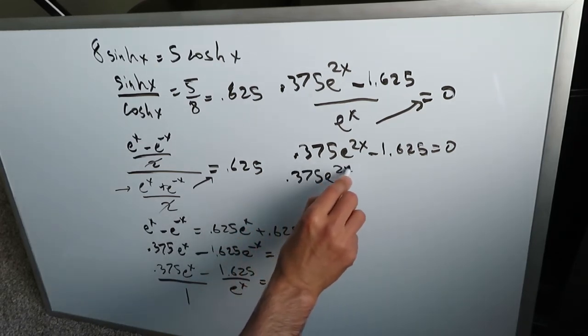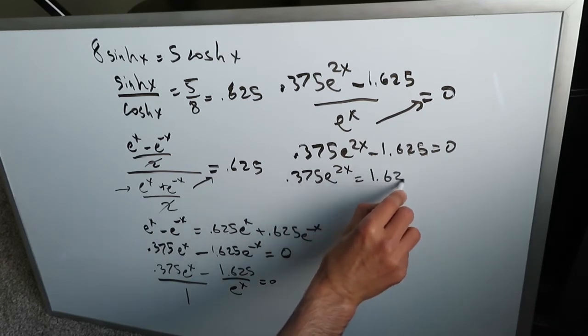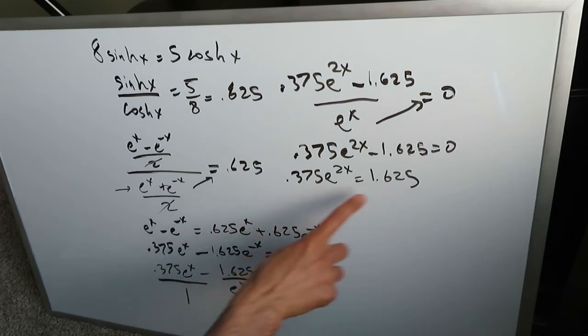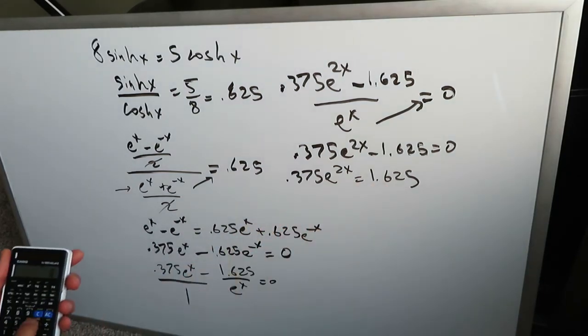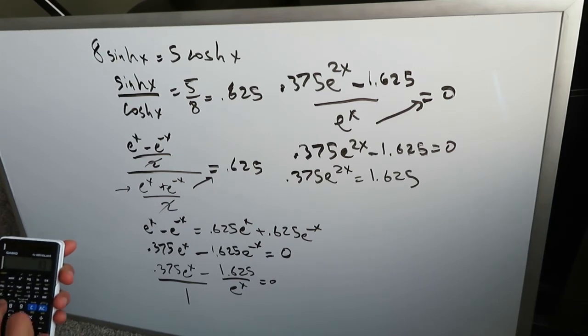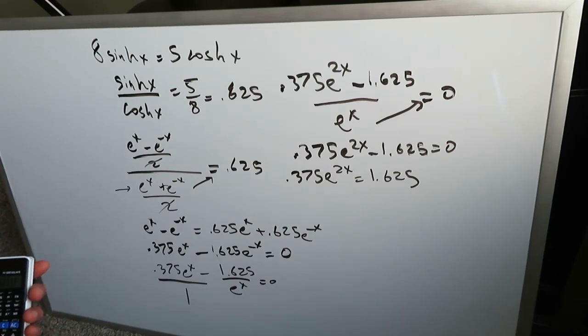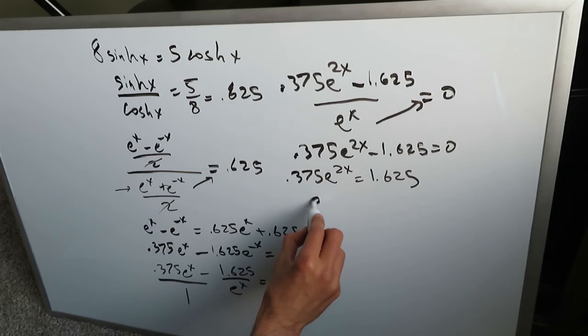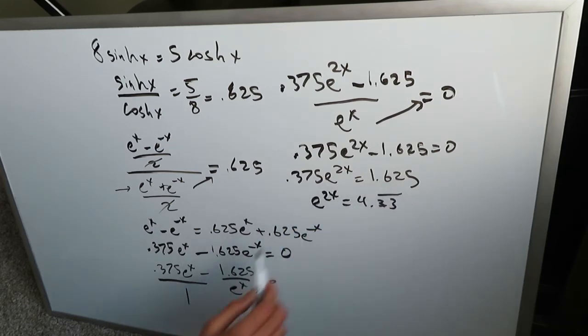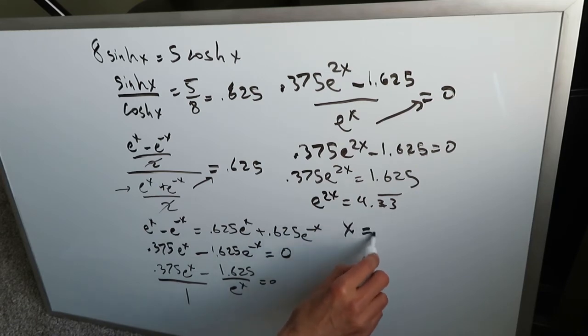0.375 e to the 2x is equal to 1.625. Now the easy part of calculating a value for x. You're going to divide 1.625 by 0.375. 1.625 divided by 0.375, I get 4.333. e to the 2x is equal to 4.33 repeating. Now you just have the simple task of solving for x.